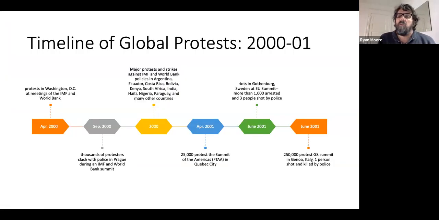So here again, we see things continuing to intensify in the early 2000s, on the heels of this protest against the WTO. There are protests against the IMF and the World Bank in Washington, D.C. We see protesters clashing with police in Prague during an IMF and World Bank summit. We see major protests and strikes against the IMF and the World Bank policies in Argentina, Ecuador, Costa Rica, Bolivia, Kenya, South Africa, India, Haiti, Nigeria, Paraguay, and many other countries. So this is increasingly becoming a real global movement.